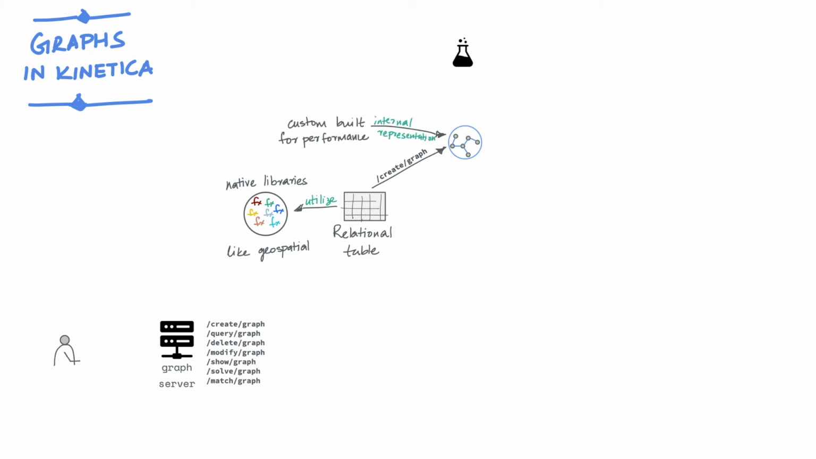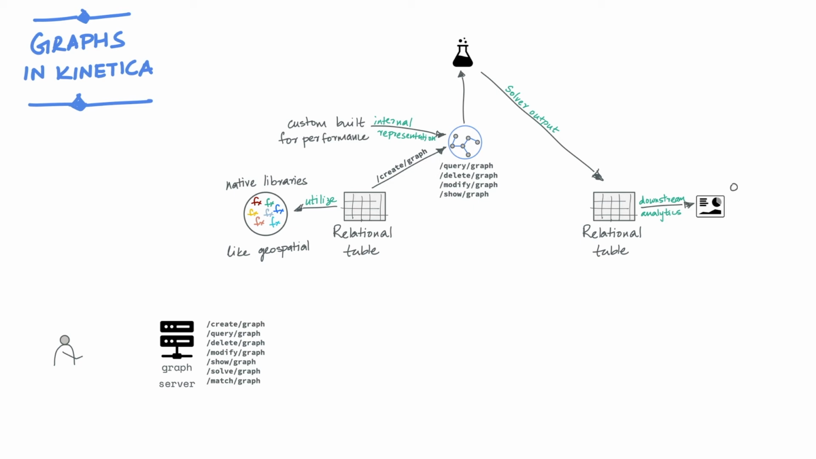Once this graph is created, we can do things like query it for specific information, delete it, modify it, and show information on it. We can also use it to solve specific graph network problems using Kinetica's predefined set of solvers. Once solved, the output from the solver is also a relational table. This allows us to easily plug the results from the solver into a downstream OLAP pipeline for further analysis.